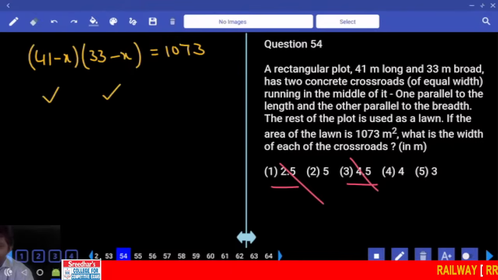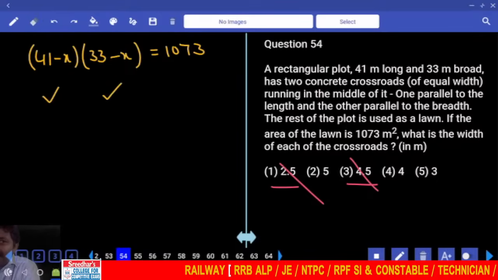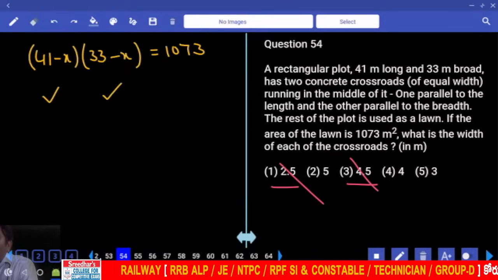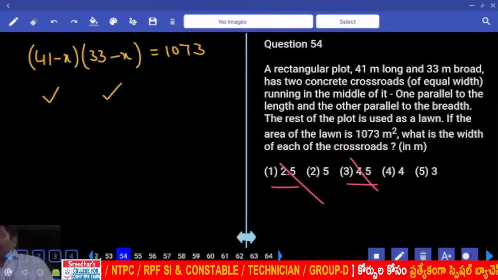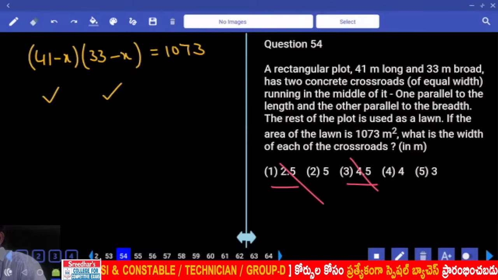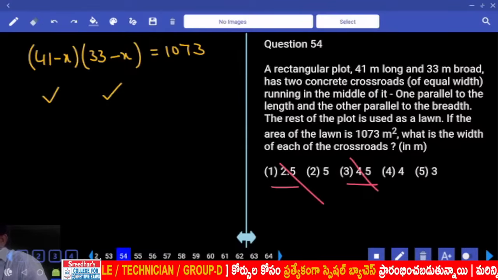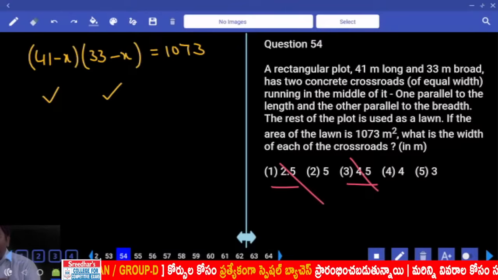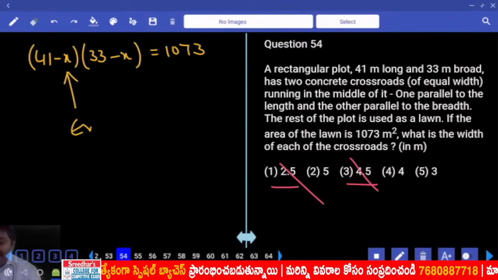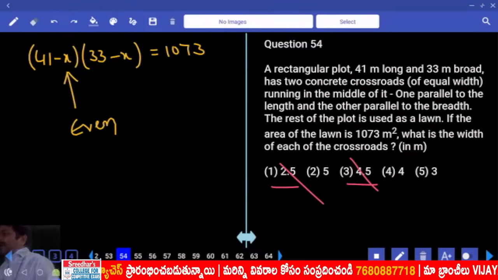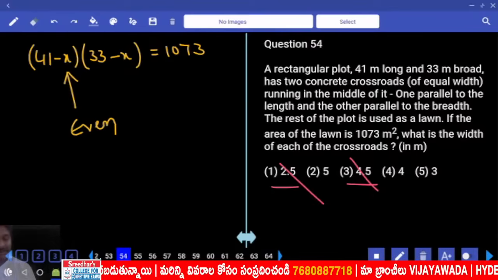So both of these numbers should be odd numbers. Then only the product will be odd. The left-hand side numbers 41 and 33 are already there. From an odd number, if you subtract an even number, which number do you get? From an odd number, if you subtract an odd number, which number do you get? So can it be an even number? No. So should the x value be even or odd? x must be even, then only you will have a product that is an odd number. Correct? Go to options. Done.